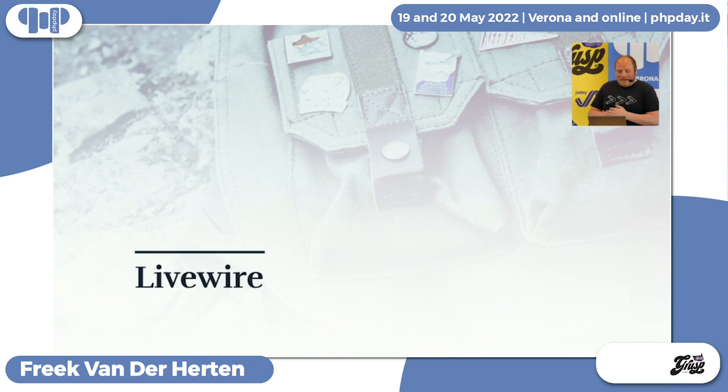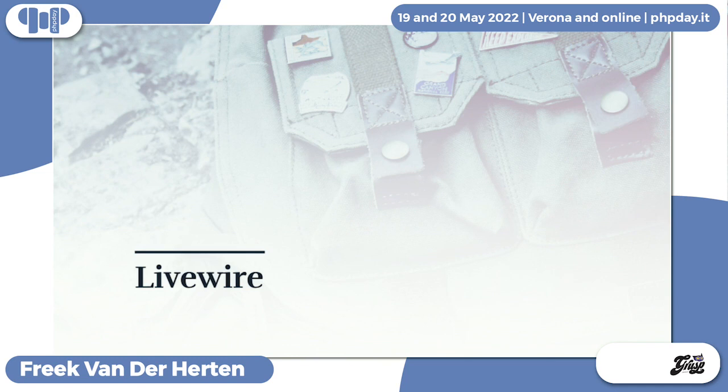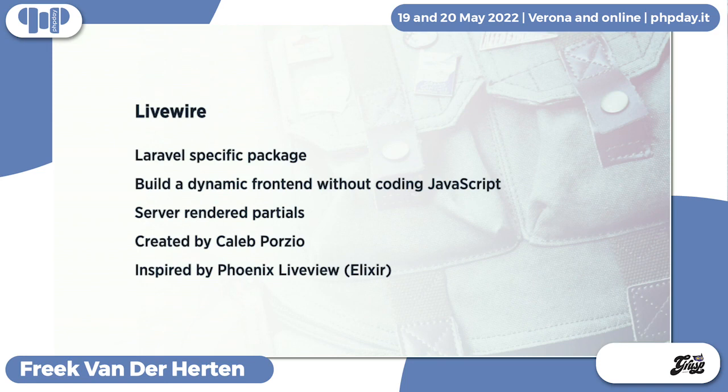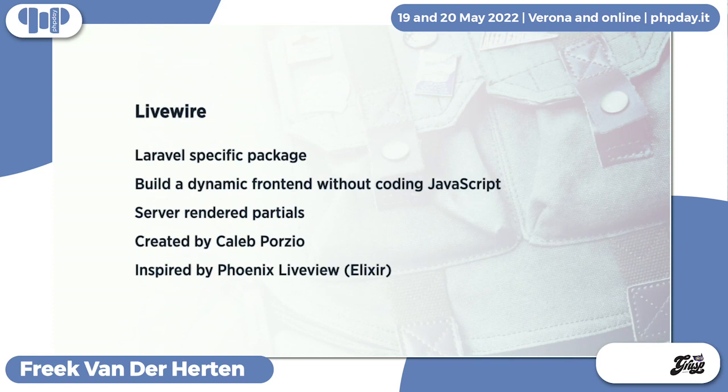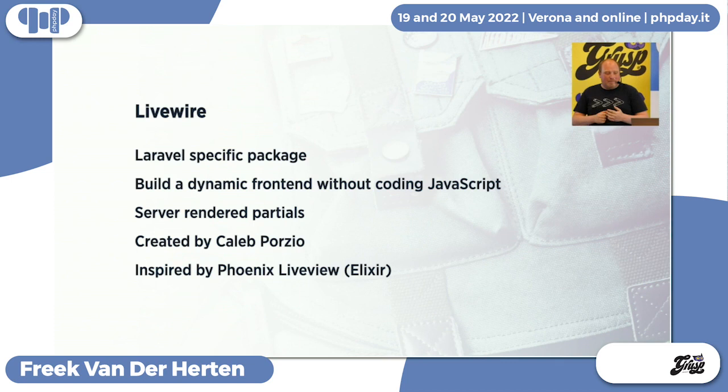Okay, let's talk about another cool thing. And this is something that was influenced by a technology in another ecosystem, and that is called Livewire. Livewire is a Laravel-specific package, but the idea can be stolen. The idea can be used in any language or any framework. And what Livewire gives you is the ability to build a dynamic frontend without you having to code JavaScript. So you can make interactive components, but you don't need to write the JavaScript or an API for that yourself.